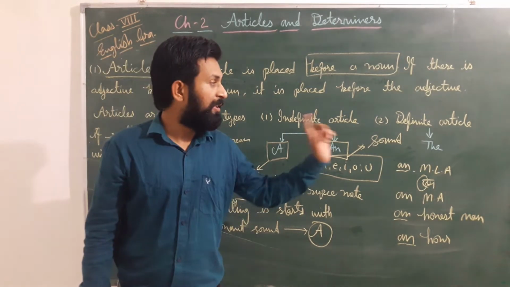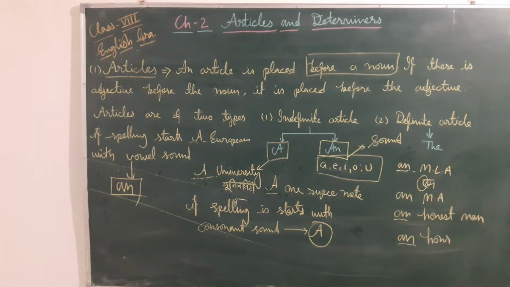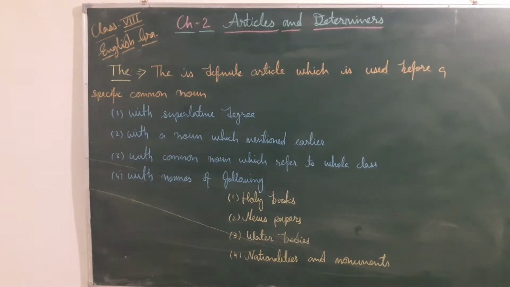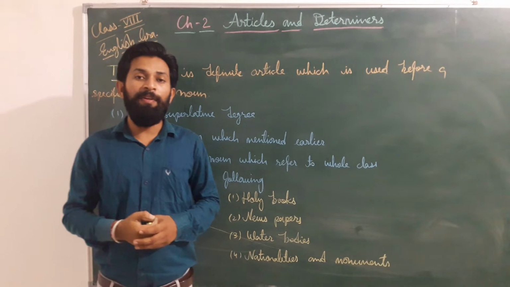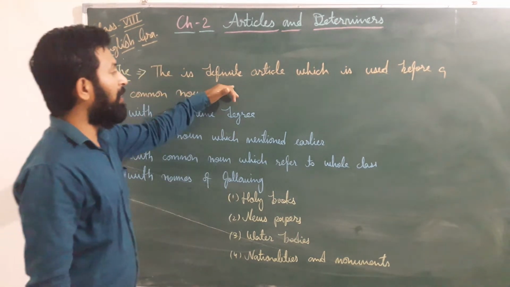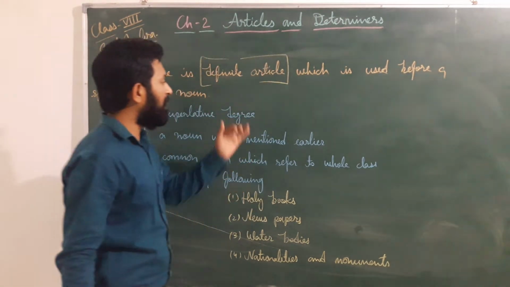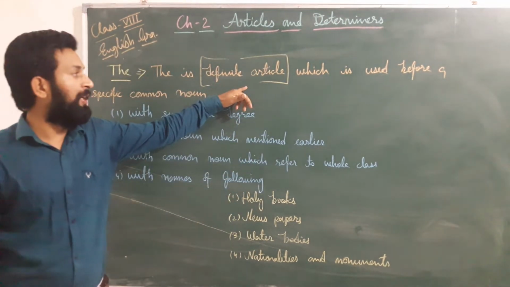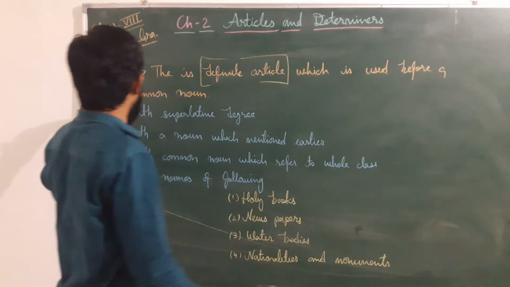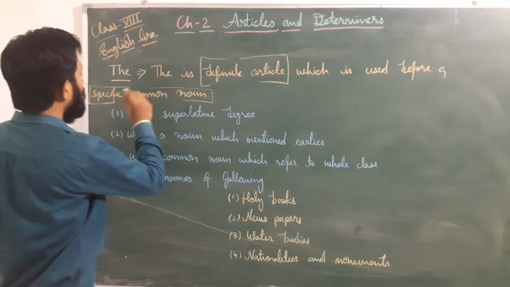Dear students, now we will discuss the definite article, the. The is a definite article, which we already discussed earlier. In this case, we are sure where we have to use the, which is used before a specific common noun. Where we have to use the: with a specific common noun.